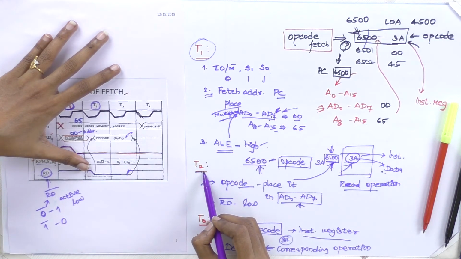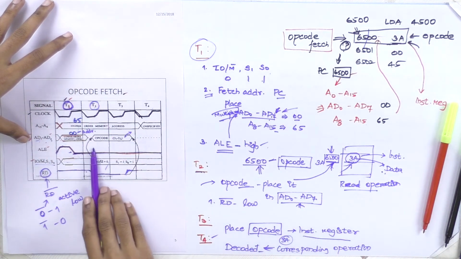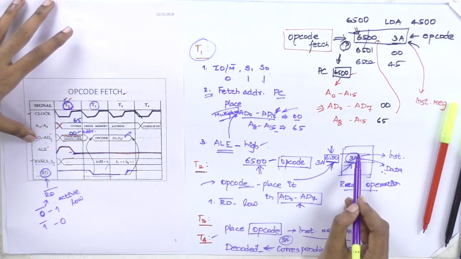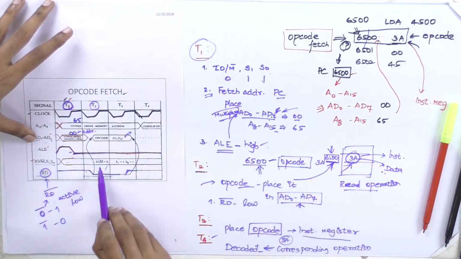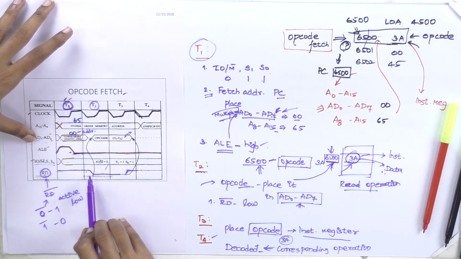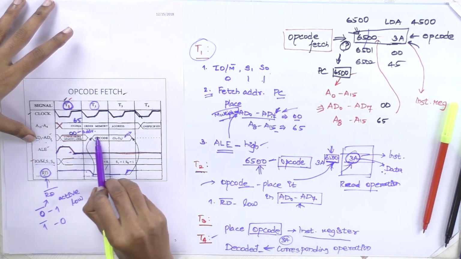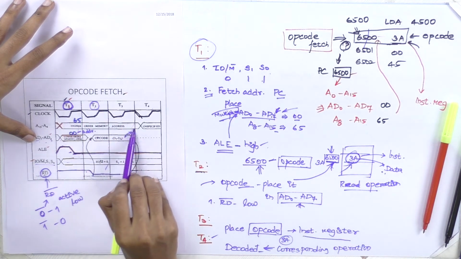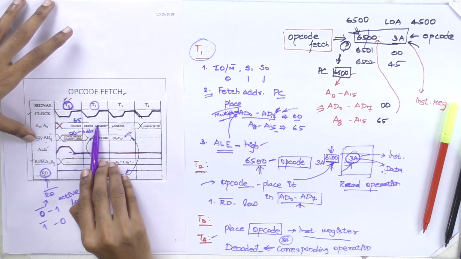So at T2 state, what will happen? It will move to this address location, get this opcode value and place it in the data bus. For that your read signal should be low. When it is low, it will read the value from the memory and place it on the bus. There won't be any change in the higher order address. We are not going to disturb it. Fine.